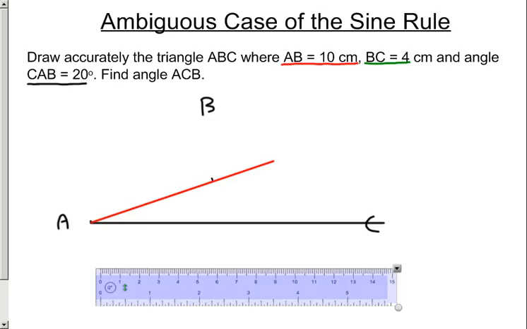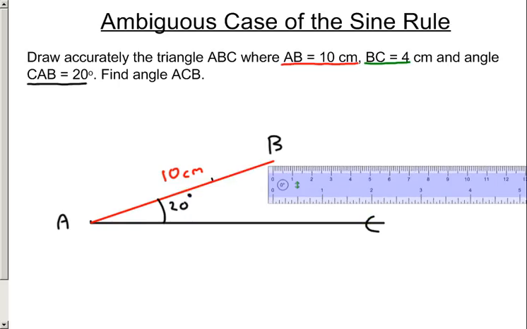So now our B actually isn't there. It's going to be this point here. So we've got AB is 10 centimeters. Let's label that as 10 centimeters. We also know the angle here, BAC or CAB, is 20 degrees. They're the two things that we were told. And we also know that BC is 4. So now we're going to work out where BC is going to be on this diagram.